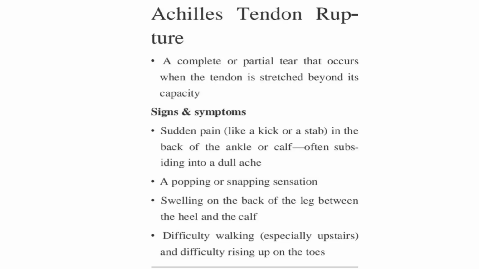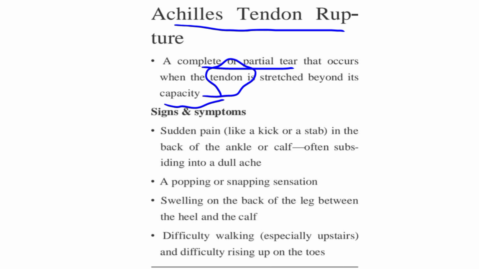In this last lecture of orthopedic rehabilitation protocol, the ankle pathology we will discuss is the Achilles tendon rupture. The Achilles tendon rupture is a complete or partial tear that occurs when the tendon is stretched beyond its capacity. The partial or complete tear occurs due to any cause in sports activities.